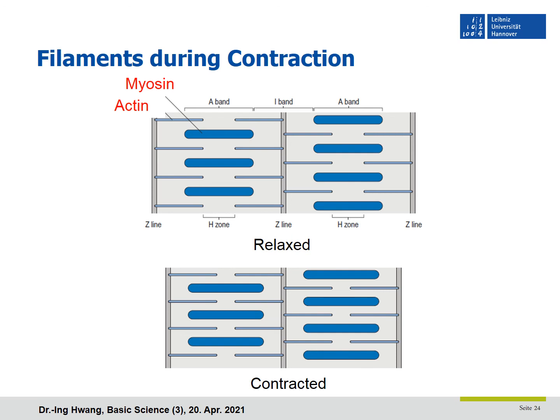The muscles relax and contract to move our body. When the muscle is contracted, the length of the myofibril is shorter. The actin and myosin overlap more, so that the A band stays the same and the H zone is shorter.